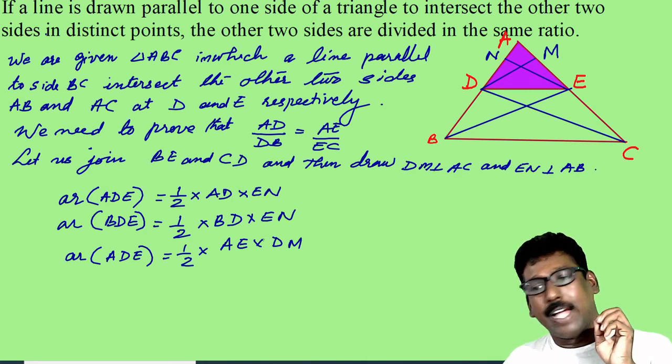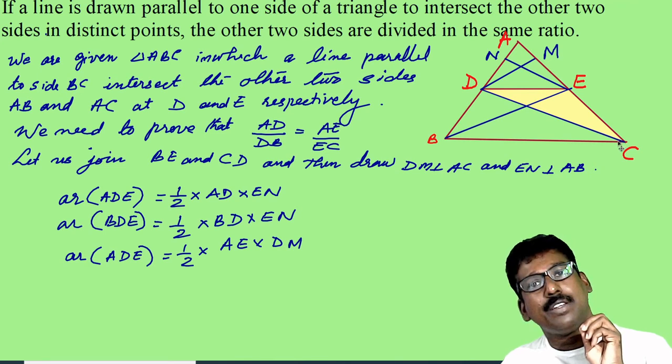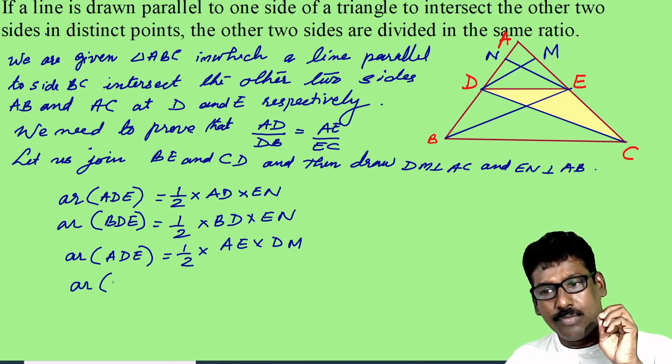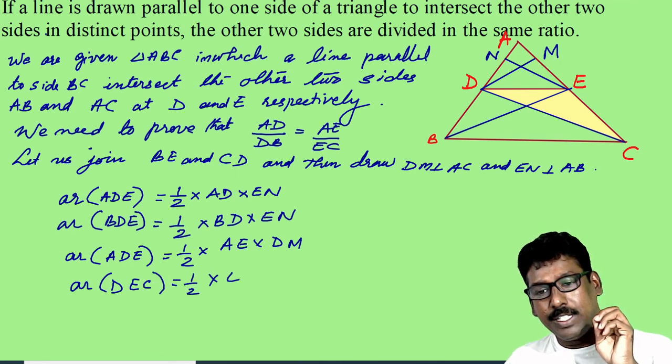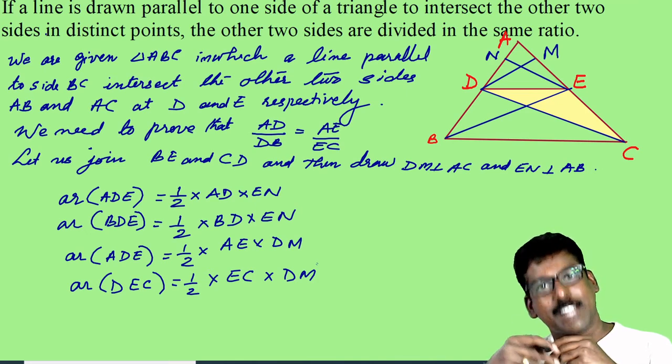Now let me take triangle DEC. What is the area of DEC? Let me take EC as the base. Then what is its height? Height is represented by the perpendicular DM, that is the perpendicular drawn from D to EC produced. So its area you can write as half into EC into DM. Here we took the areas of 4 triangles.